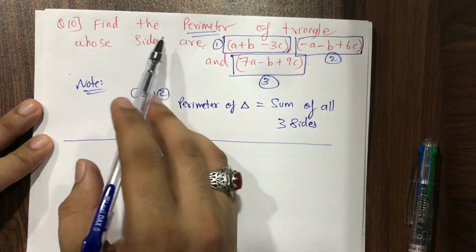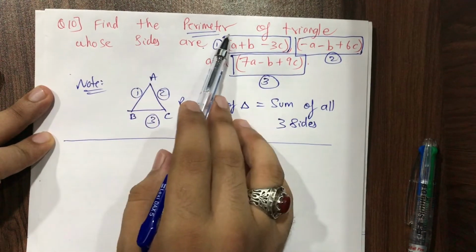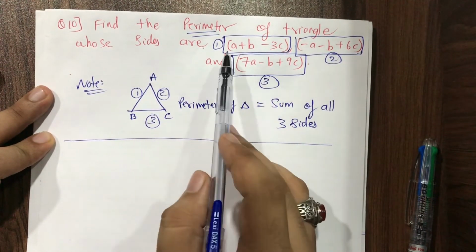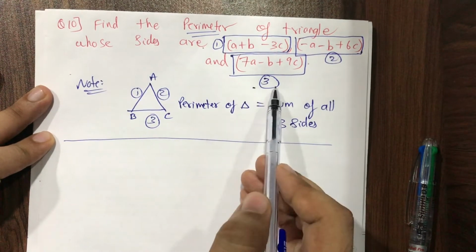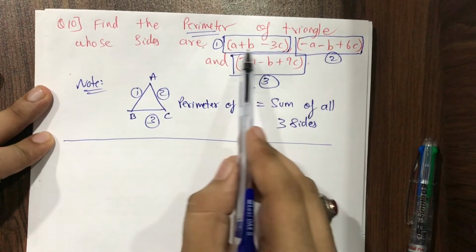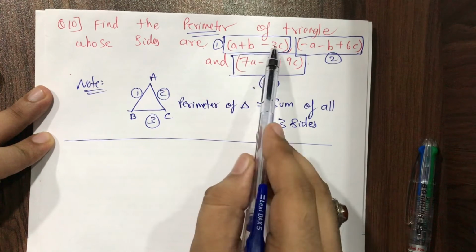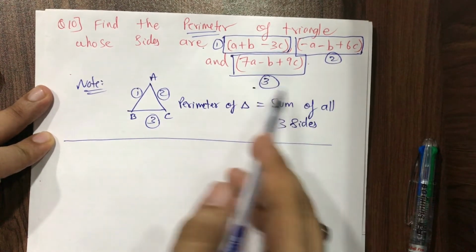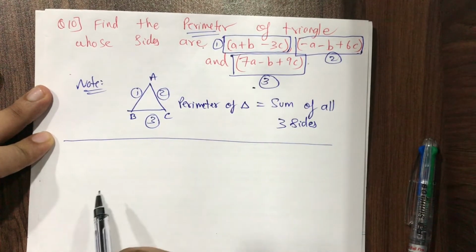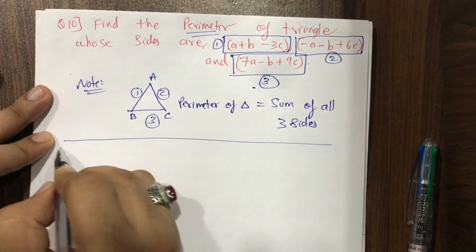In our question, it's clearly mentioned, find the perimeter of the triangle whose sides are, and 3 sides are given. Just to confuse us, they have given such long sides within the brackets. This entire thing is the first, second and third side. We just have to add all the 3 brackets. That's it.